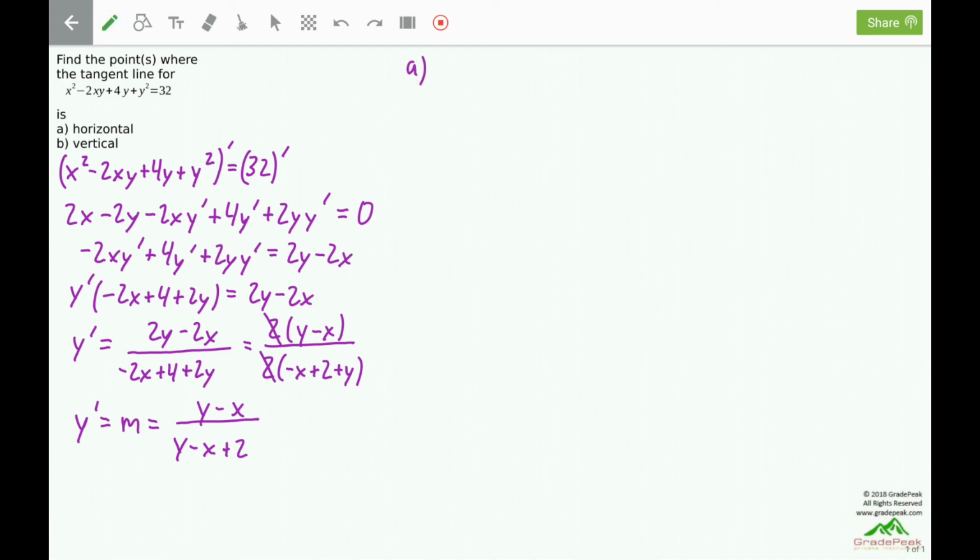For part A, we want to find where the tangent line is horizontal. So we want the slope of the tangent line, which is the derivative, to equal 0. For the derivative to equal 0, we need its numerator down here to equal 0. So we will want y minus x to equal 0. Adding x to both sides, that gives us that y equals x.